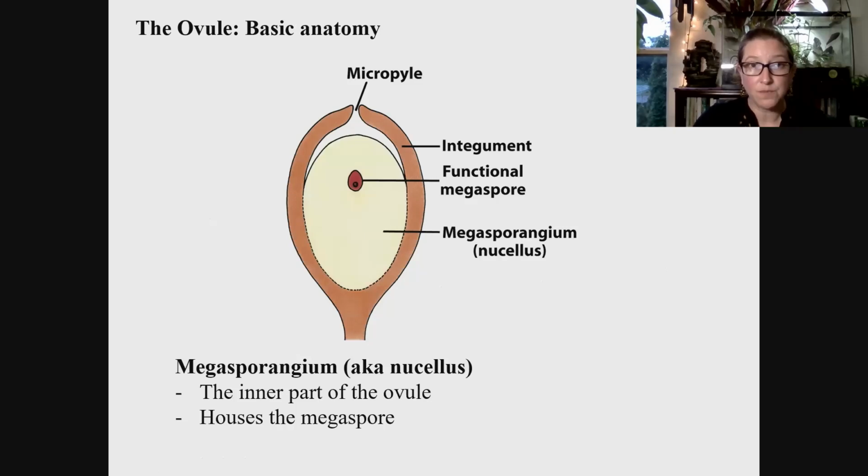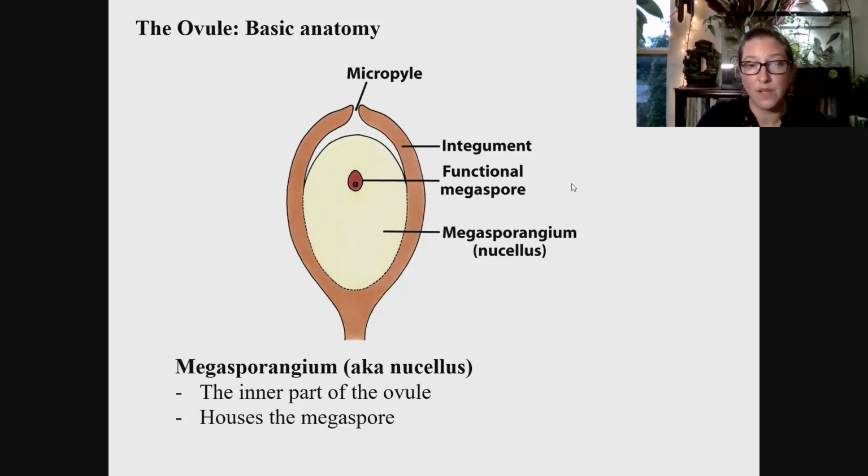This is an ovule. This is some basic anatomy of the ovule. So you have megasporangium, which I'll use blue. So you have megasporangium, aka nucellus. They're the same thing. Megasporangium is fine. And that's this whole thing here. And inside of that is where your megaspore is going to be located.